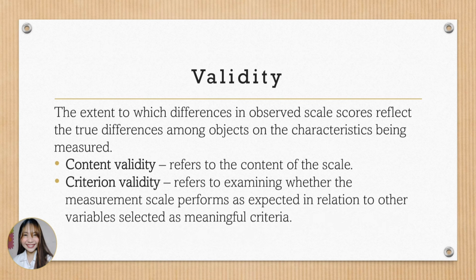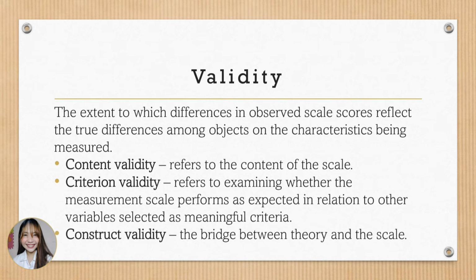Next, we have criterion validity. It refers to examining whether the measurement scale performs as expected in relation to other variables selected as meaningful criteria. In simple words, it measures how well one measure predicts the outcome of another. Lastly, we have construct validity. It is the bridge between theory and the scale. It explains what the scale is measuring and what conclusions can be made about the theory underlying the scale.